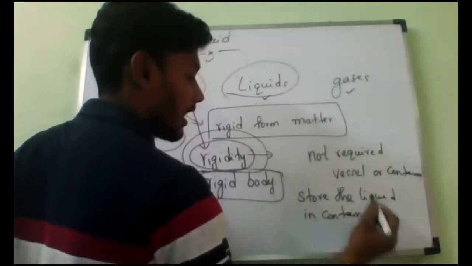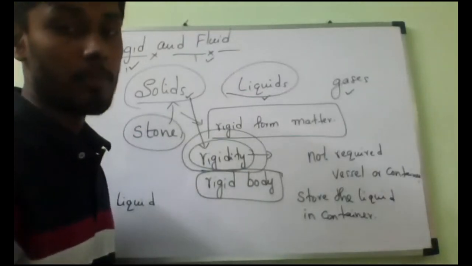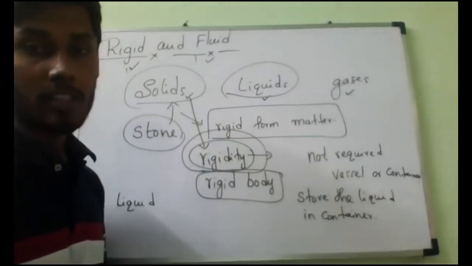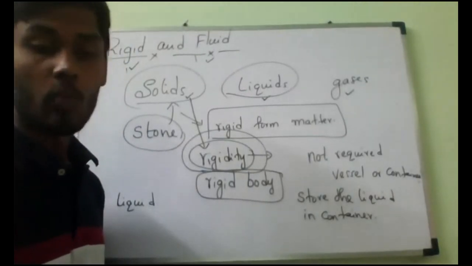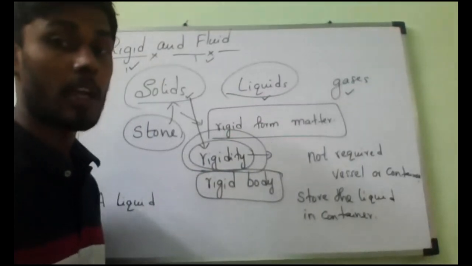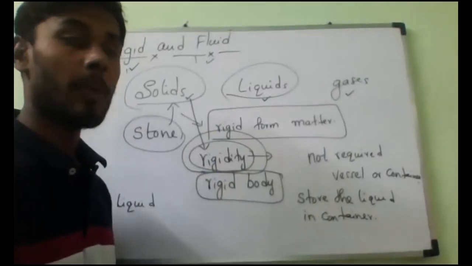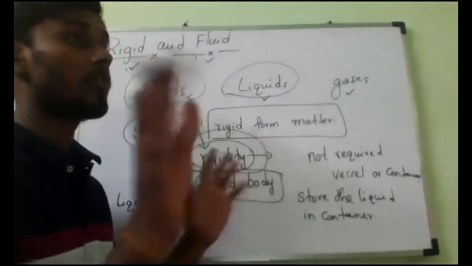In a container or vessel. For example, the best liquid is water. What is the best liquid? Water. Water is the known liquid for us. Always we have to keep it in some kind of container. If not, what will happen? They will start flowing.